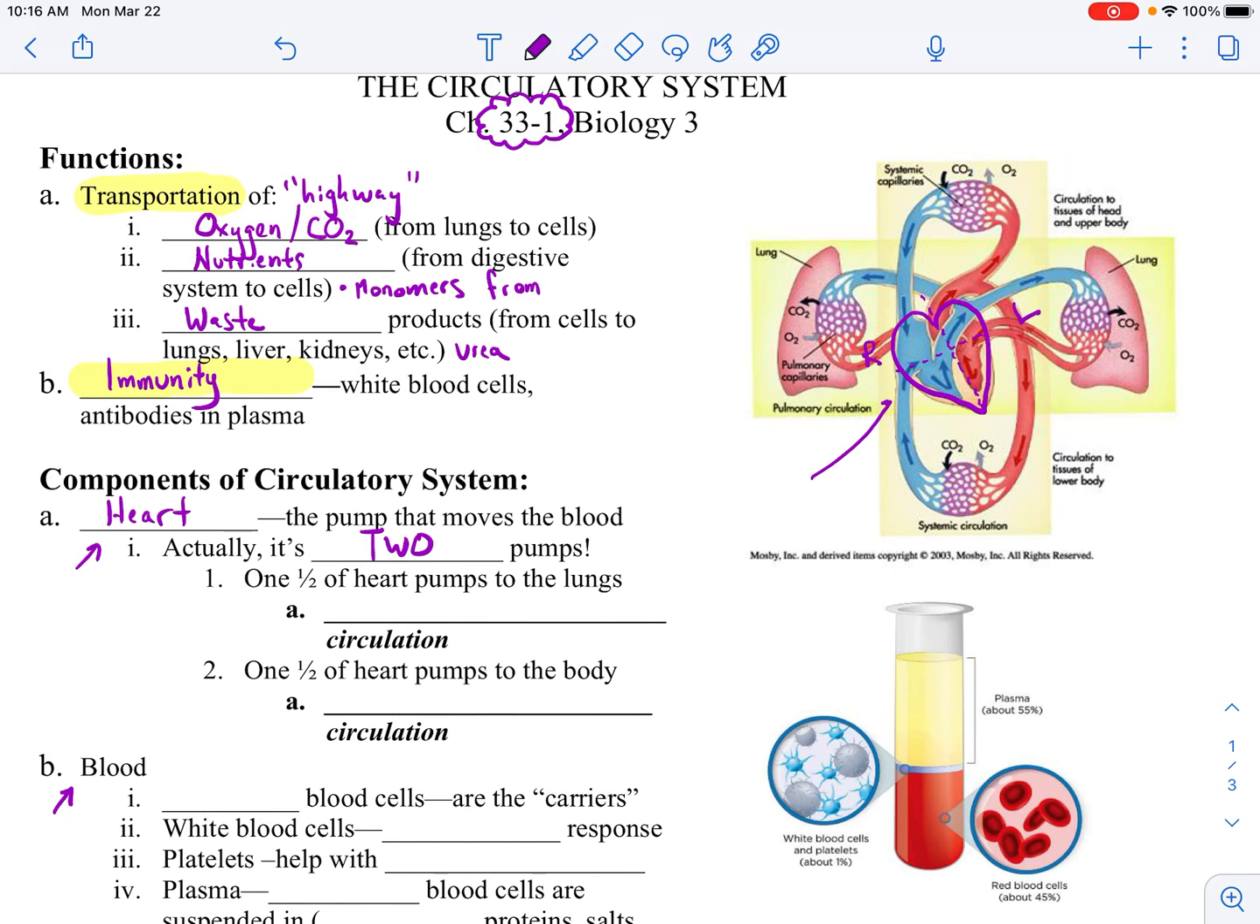So the right side of the heart pumps blood to the lungs, and that is called your pulmonary circulation. The left side of the heart pumps blood to the body, and that's called systemic circulation. So let's highlight right and left: the right side pumps to the lungs, the left side of the heart pumps to the body.